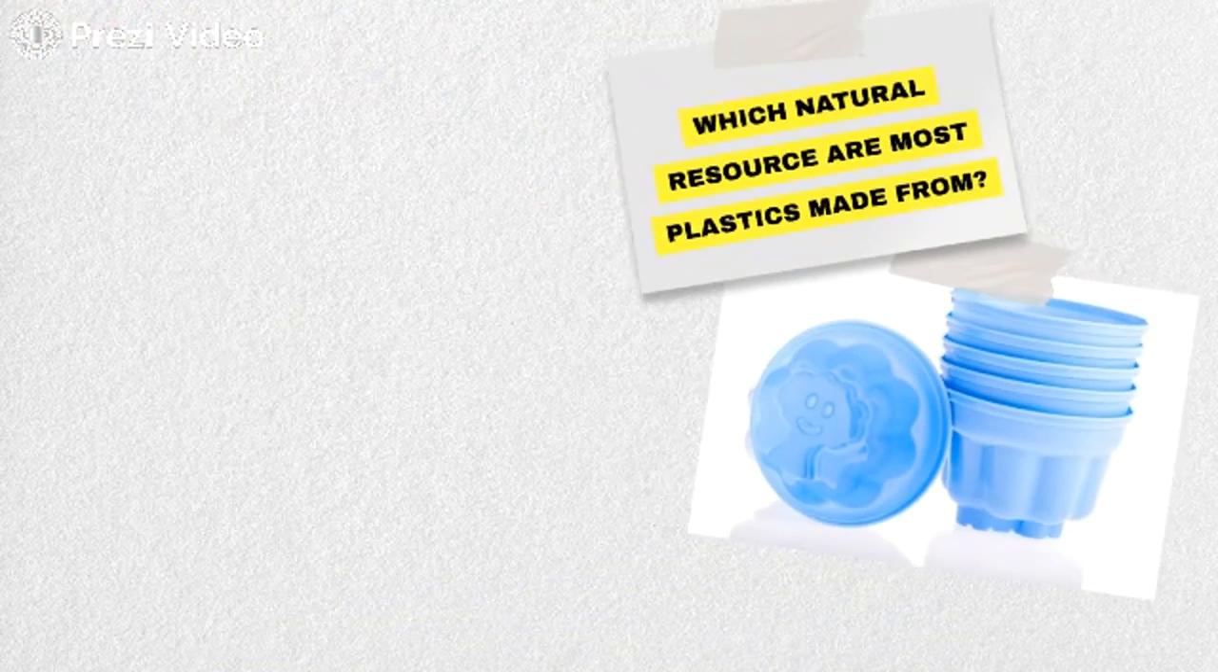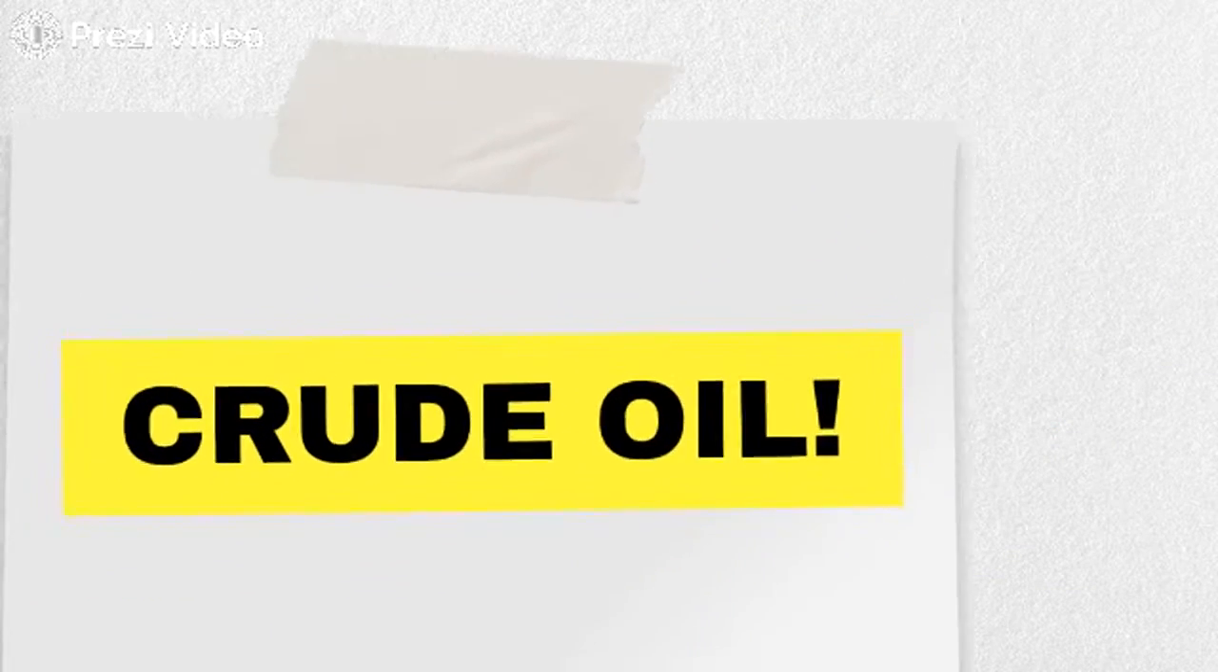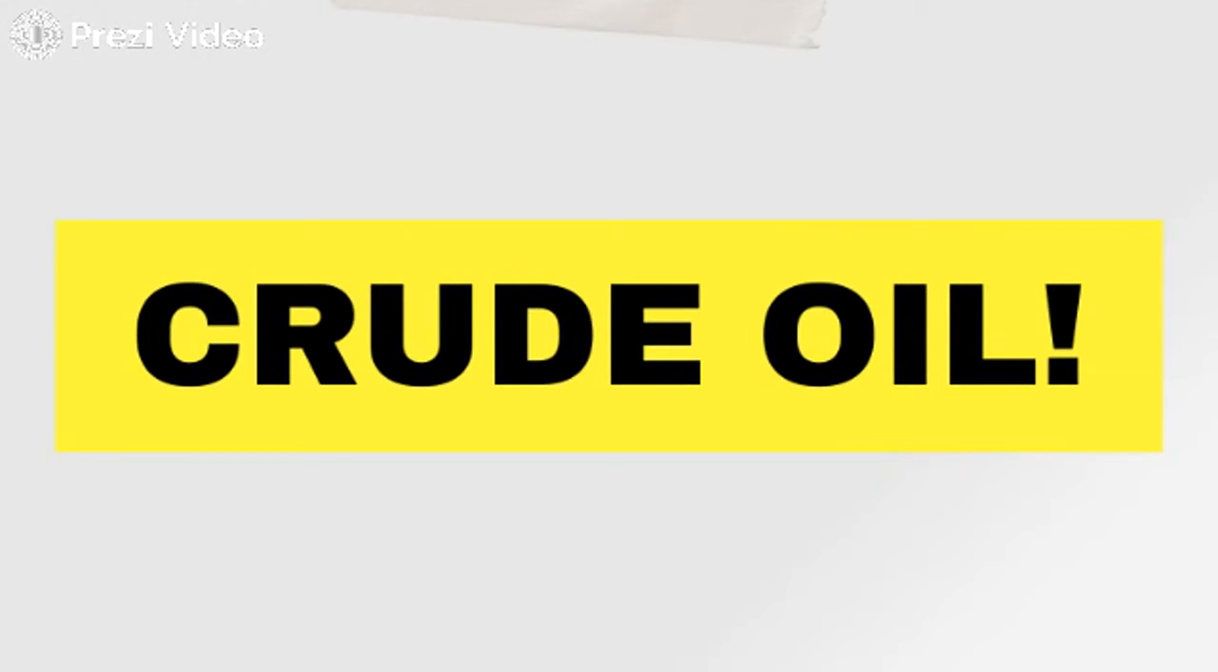Okay, our next question. Which natural resources are plastics made from? So this is most plastics. Of course, you have your recyclable plastics and different types, but the natural resource that most plastics are made from is going to be crude oil. Crude oil makes those plastics.